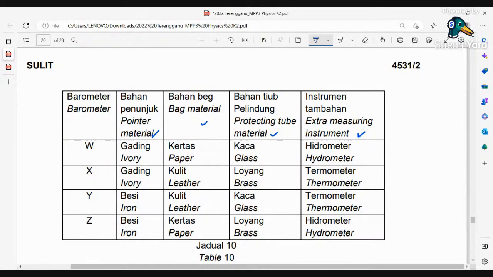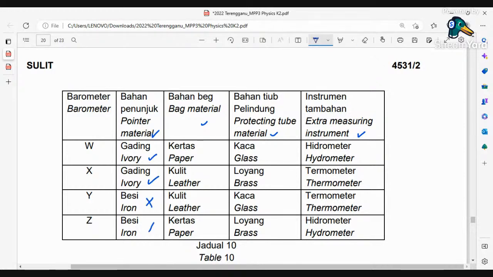Okay, we look at the first one, material of a pointer. Material of pointer must not react with mercury. If you put iron, iron will react with mercury. Mercury is the metal liquid. So instead of metal, we use non-metal, which is made of ivory. Gading, like elephant ivory. Bone. Okay?